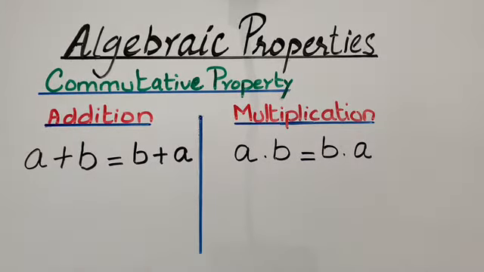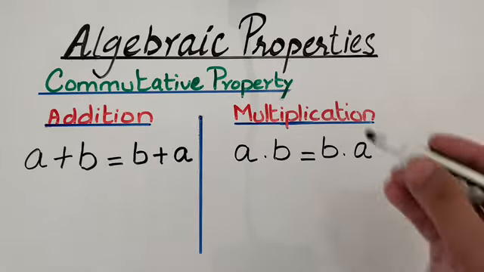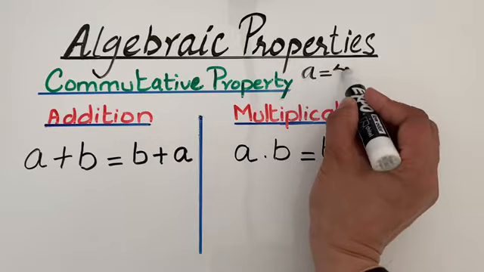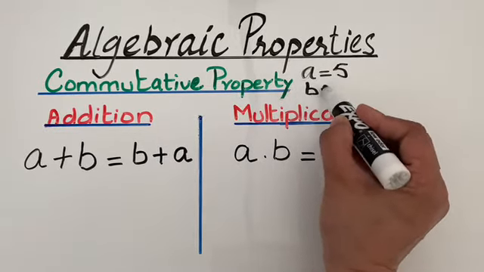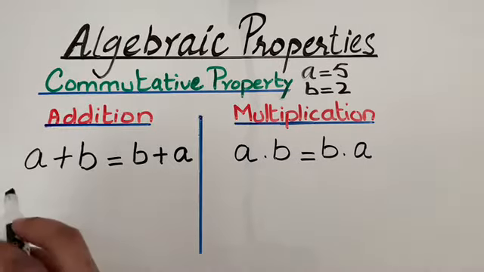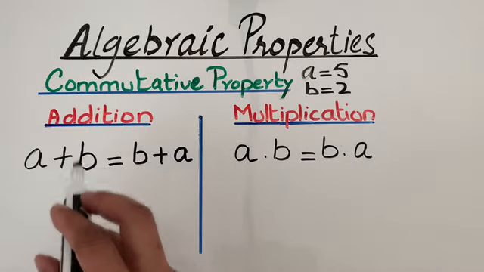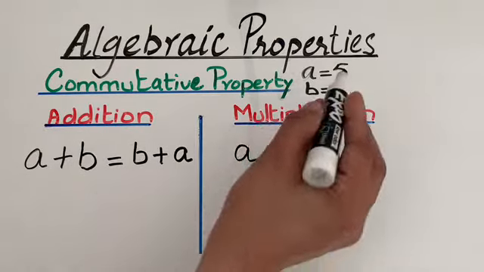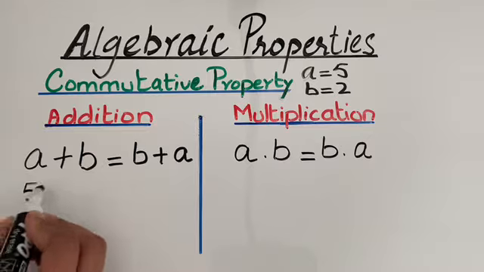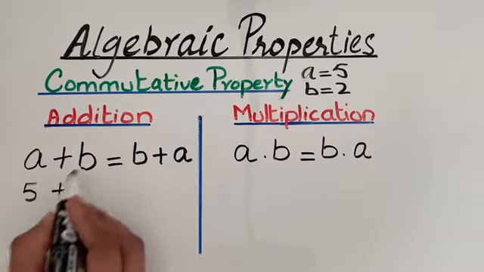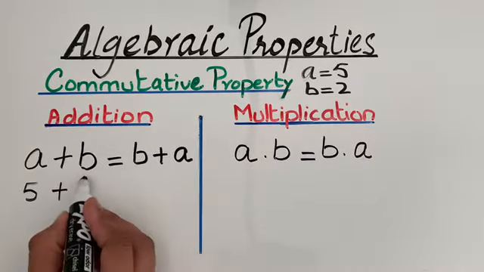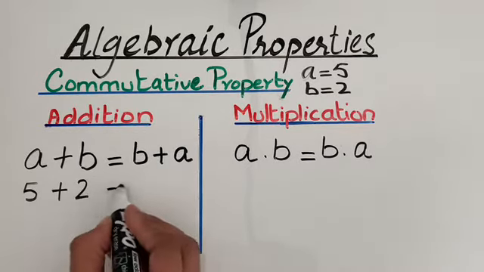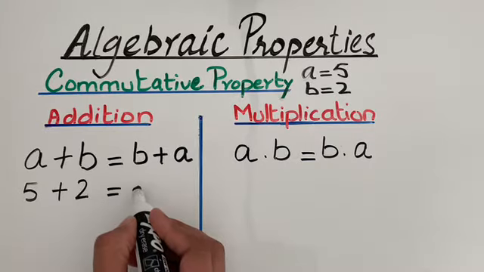Let's substitute the values of A and B. Suppose A is equal to 5 and B is equal to 2. Let's substitute these values in this commutative property for addition and see how it works. So A is equal to 5, so I'm going to write 5 here. 5 plus B is equal to 2. So the value of B is 2 here. So 5 plus 2. Now I'm going to put the values of B and A here.